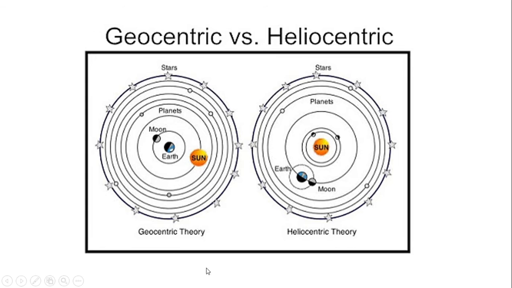So the old belief, the geocentric theory, is on the left here with the Earth in the middle. Copernicus is saying, no, it's the sun that's in the middle and everything revolves around it. Now we know that to be the truth, but at the time, it was not a popular belief.